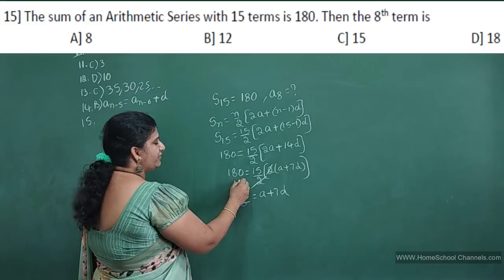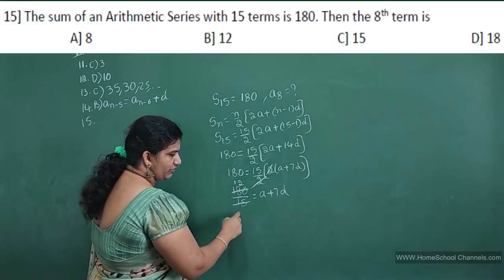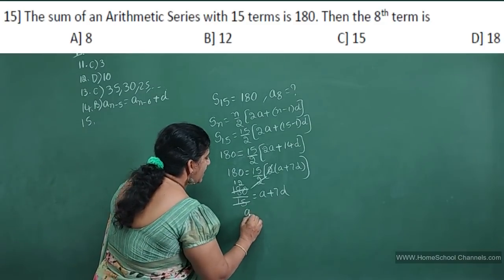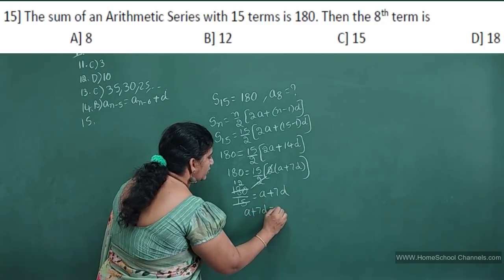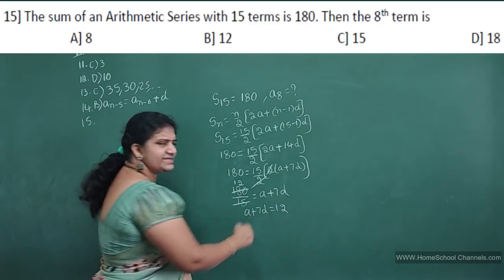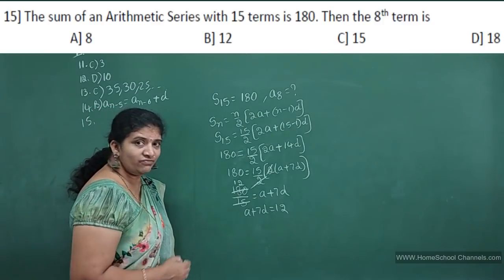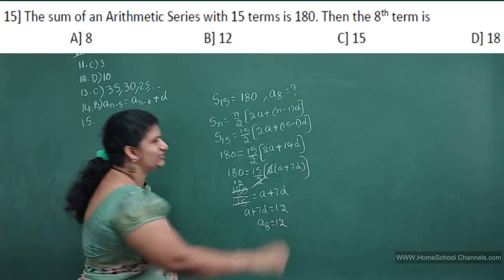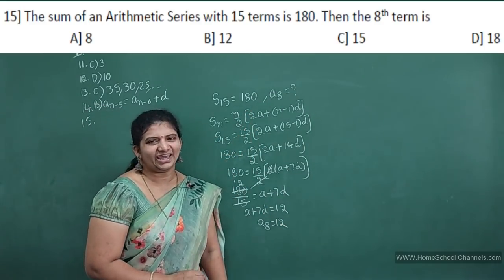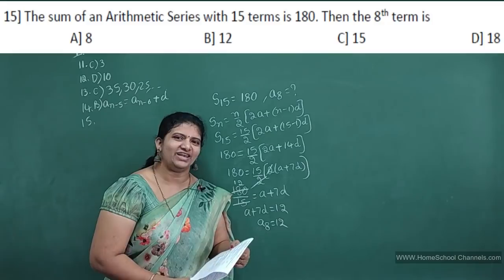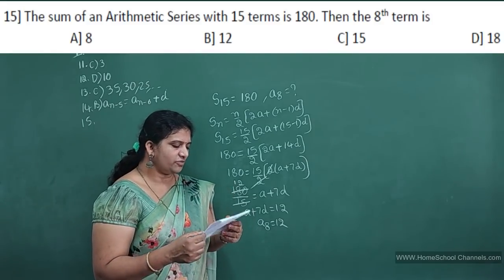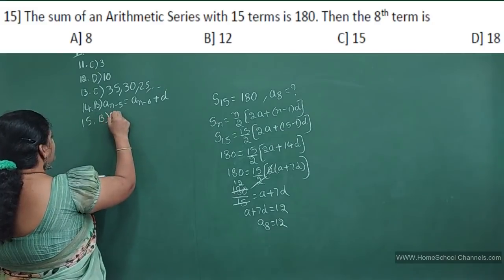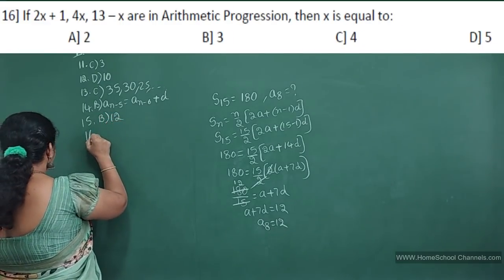15 ones are 15, 15 twos are 30. That means 15 12s are 180. A plus 7d is equal to 12. Observe, what is a plus 7d? It is the general form of the 8th term. A8 is equal to 12. We need to find A8. Therefore, the 8th term value is 12. Check for the option here. It is option B. 12 is the right answer.